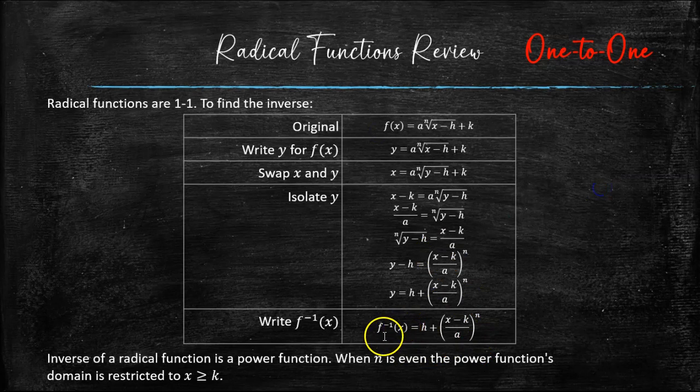As a result, you get a power function shifted horizontally and vertically. And if n is even, the power function's domain is restricted to the values depending on what's in your radicand. It could be restricted to the values x greater than or equal to k, or it could be restricted to the values x less than or equal to k. All right, the goal here is not to memorize this, but to just understand all the relations.